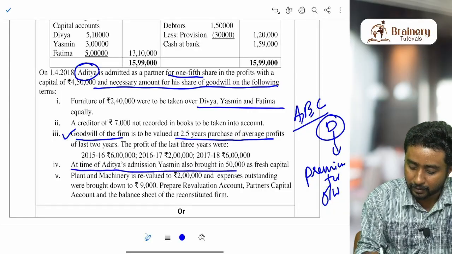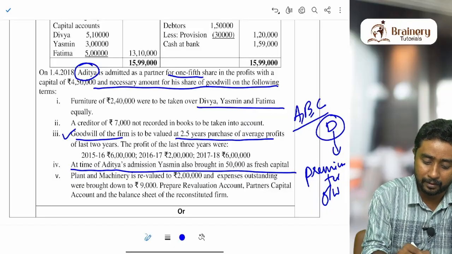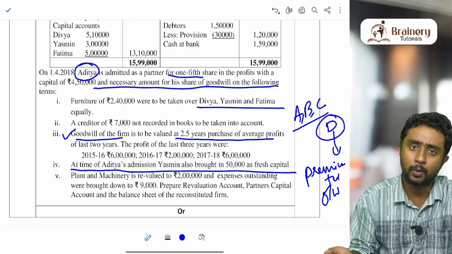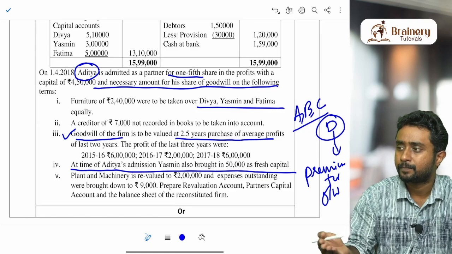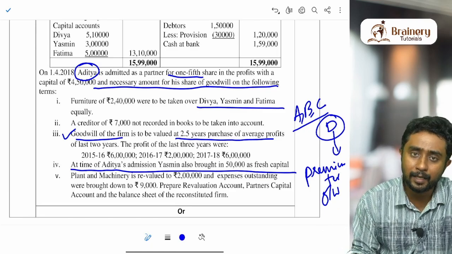At the time of Aditya's admission, Yasmin also brought 50,000 as fresh capital. Yasmin, who is Yasmin? An already existing partner. He or she is going to invest what? More money into the business. Already she has some capital. Along with that, she is bringing additional capital.